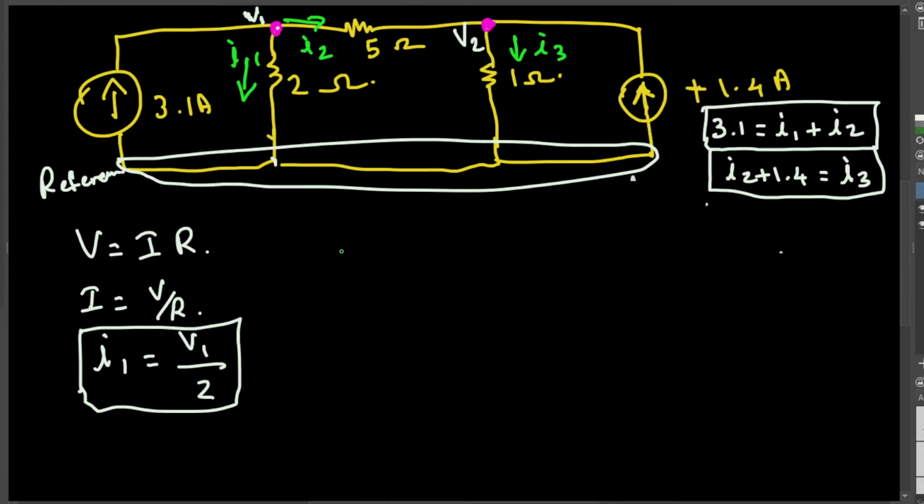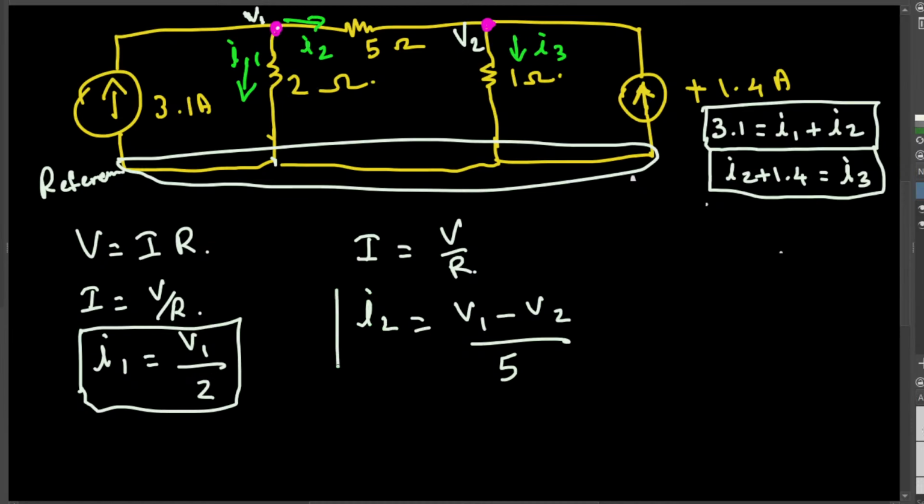Now let's look at I2. Again, the voltage here is V1 and the voltage here is V2. Here we have to be careful, because for the previous one we had one voltage, but now we have two different voltages, so we need the voltage difference. Applying Ohm's law, I is equal to V divided by R. Here we have V1 minus V2 divided by the resistance, that is 5. That is equal to I2. Okay, we derived our second equation.